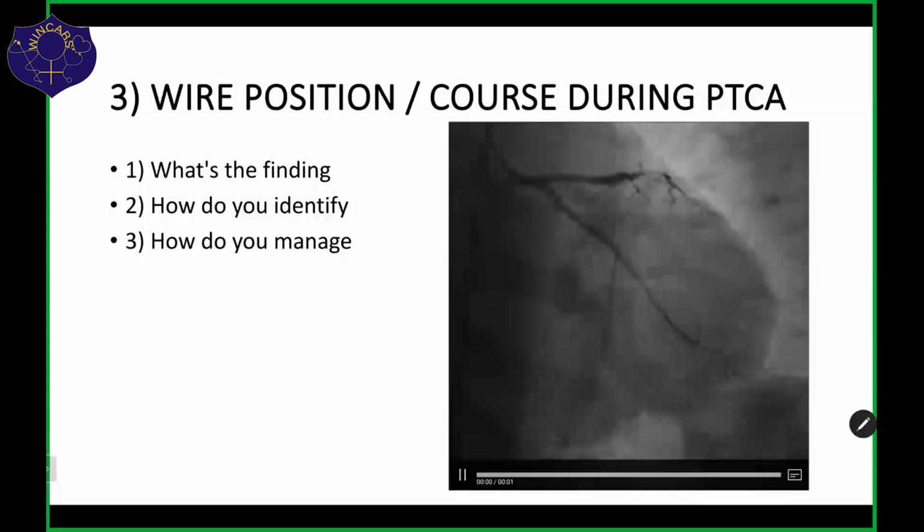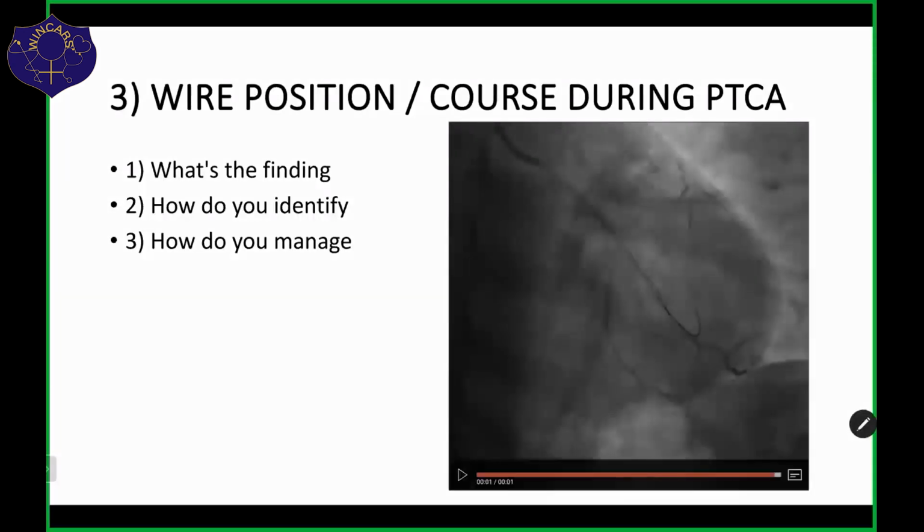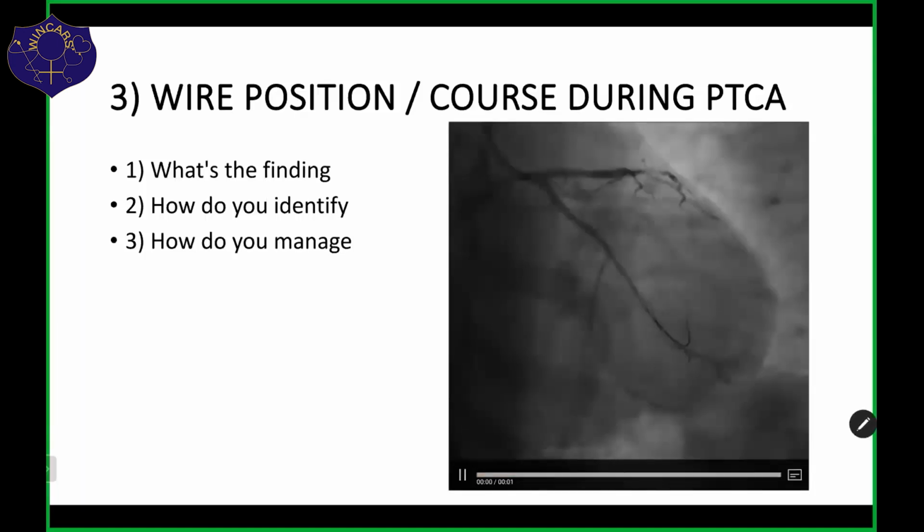The moment we identify this, we have to leave the wire there, take another wire and delicately try to advance it with minimal torquing and minimal trauma to the area where there is dissection, and try to park the wire in the nearest side branch, where we will be 100% sure that it's a true lumen. Rest of it will be like stenting and other things.